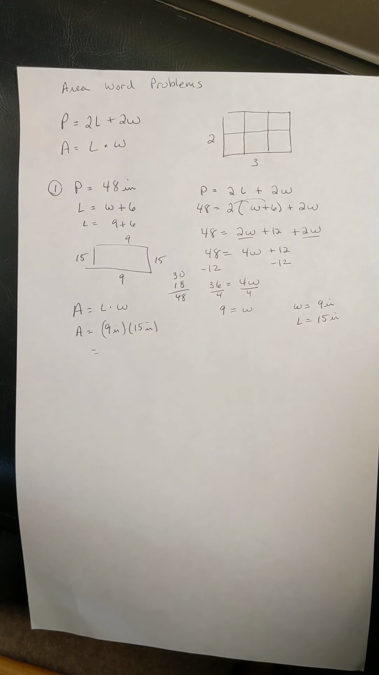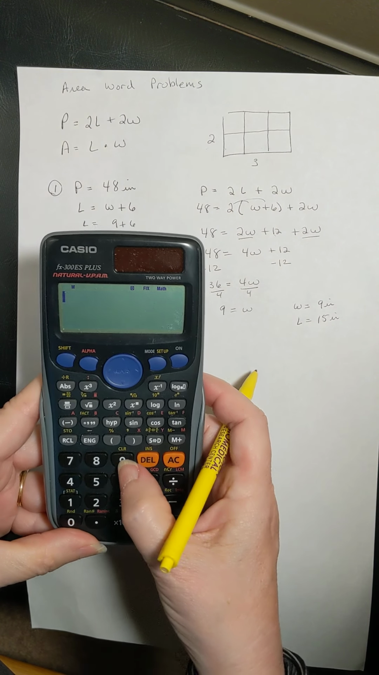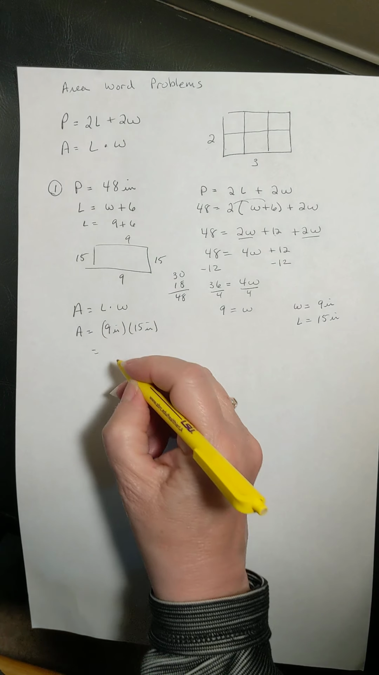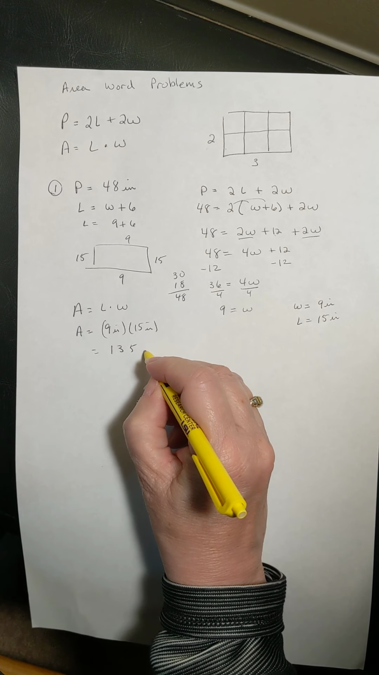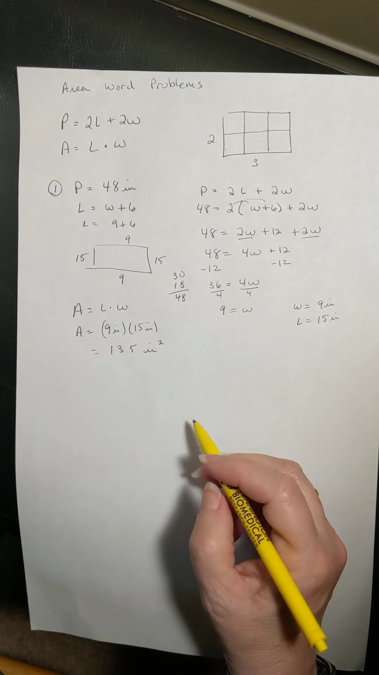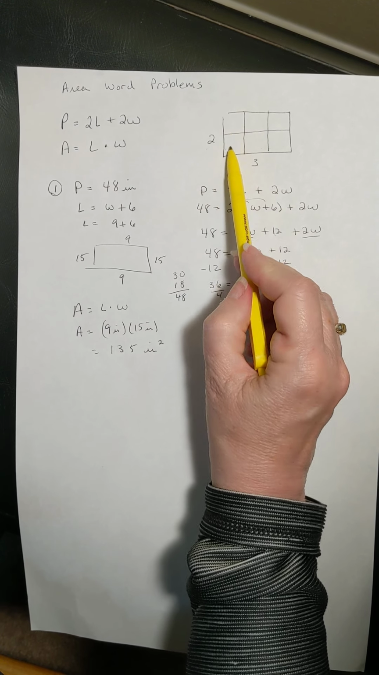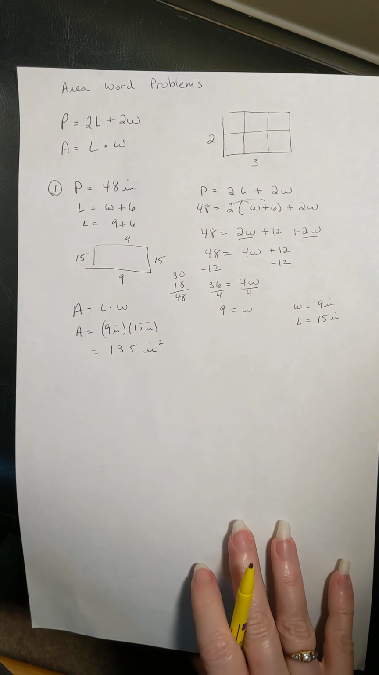And so if I get my calculator, 9 times 15 is equal to 135. And this is inches times inches, so it's square inches. So that means it's little squares that are an inch on each side. So that's why area is measured in square inches, because you're saying how many little squares will fit in there. Okay?